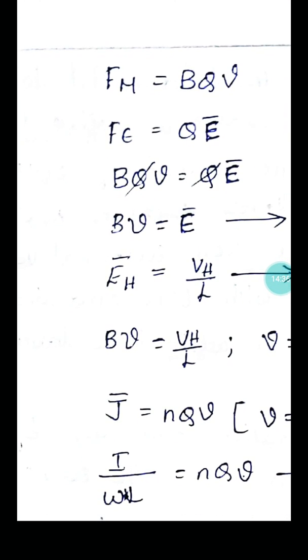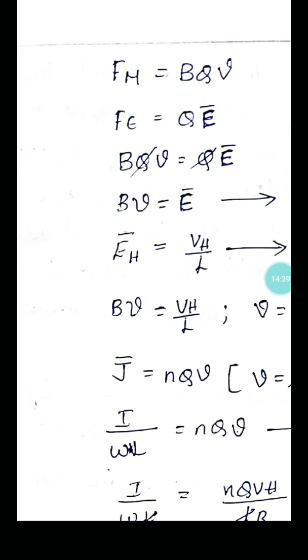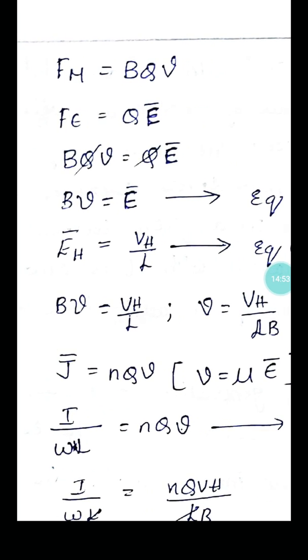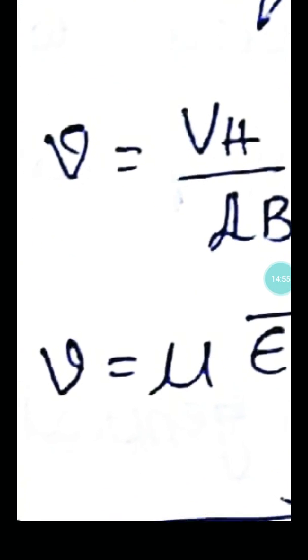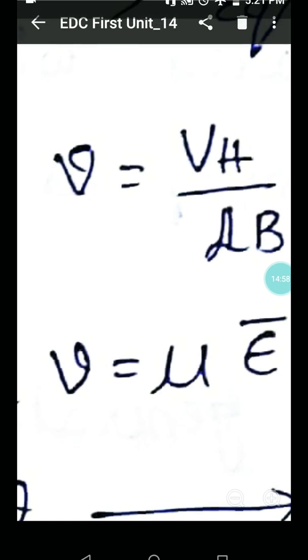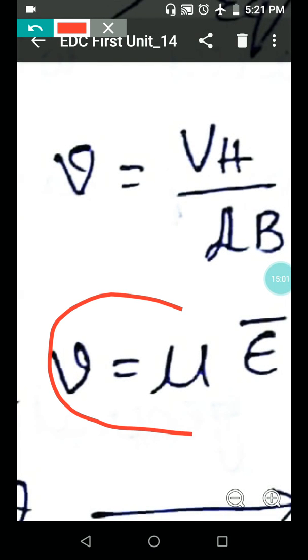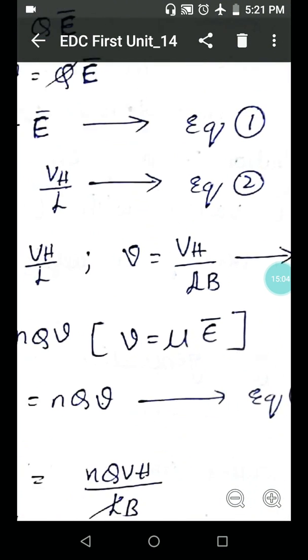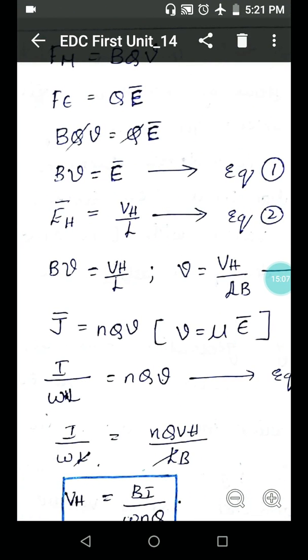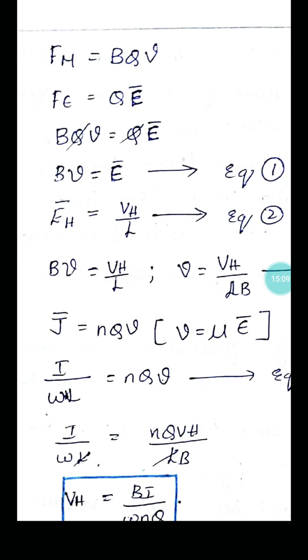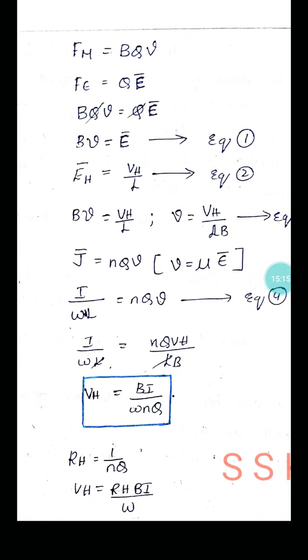Now what is our current density? That is nothing but J. We can write J bar is equal to NQV, right? So what about V? In the mobility equation we can also write drift velocity Vd is equal to mu E bar, right? Now EH is equal to VH by L. So VH by L is substituted into equation 1. So finally we get BV is equal to VH by L.